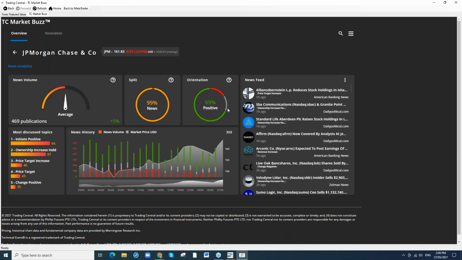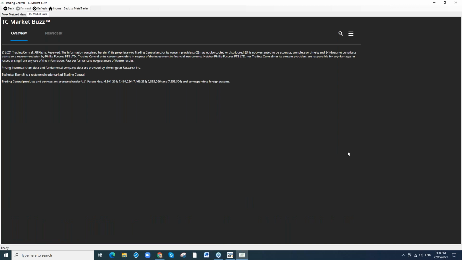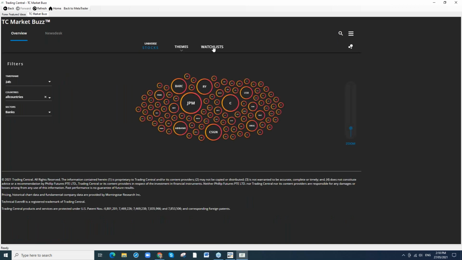And you can browse through the actual feed of the news, which is related to this specific instrument. So in a glimpse of an eye, you can orientate yourself and decide if you wish to proceed with, for example, buying this stock, or maybe you would like to hold. Okay. Now another amazing feature on the TC Market Buzz is that you can build your own watch list.